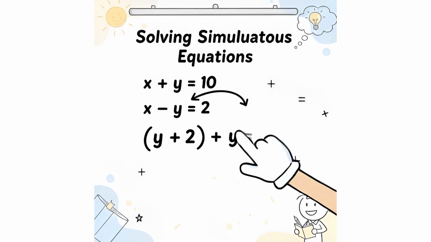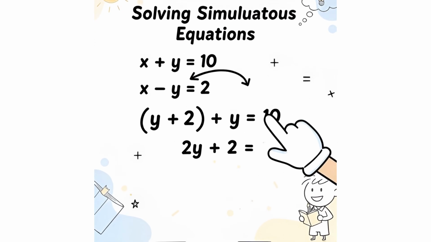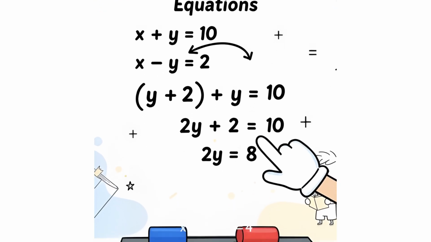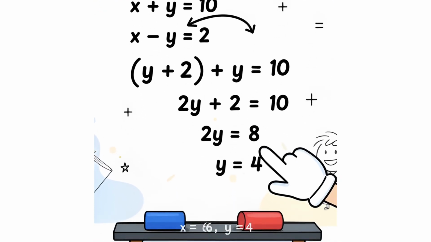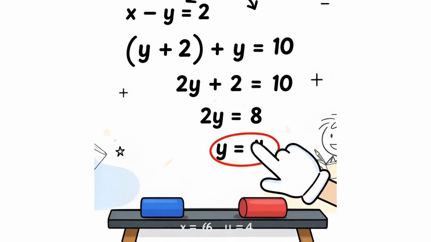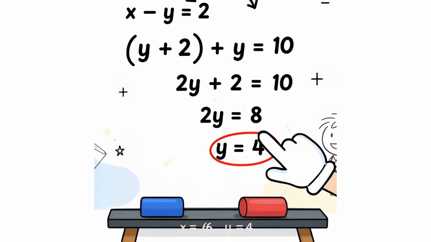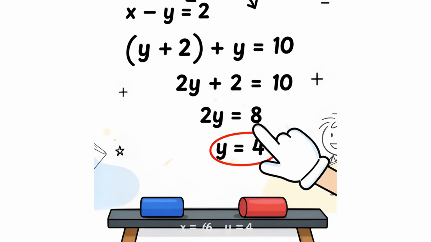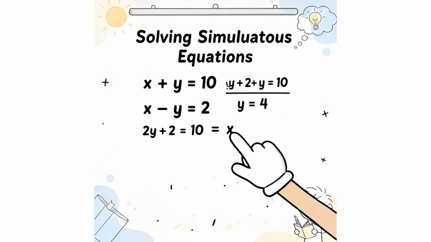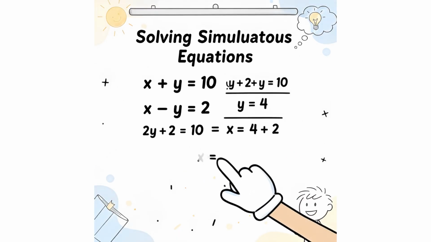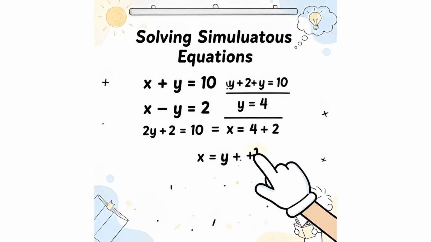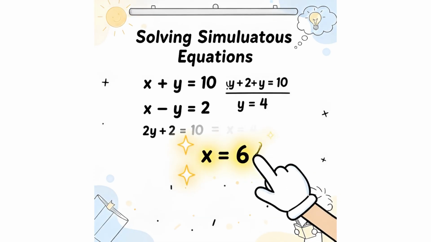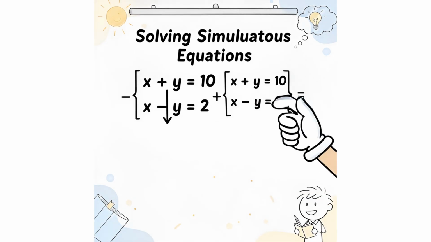We then substitute this value of x into the first equation, giving y plus 2 plus y equals 10. Solving step by step, we get 2y plus 2 equals 10, then 2y equals 8, and finally y equals 4. Next, we substitute y equals 4 back into x equals y plus 2, which gives x equals 6. Now we have the solution x equals 6 and y equals 4.